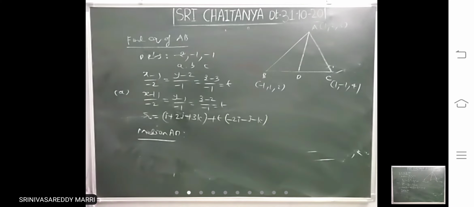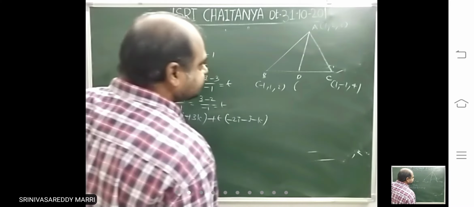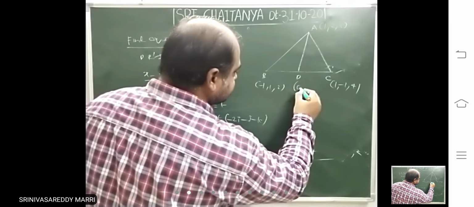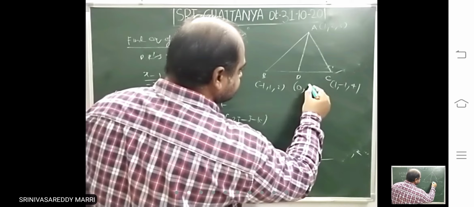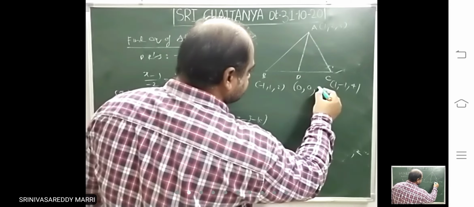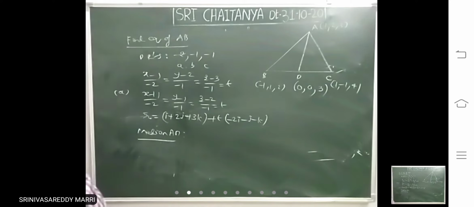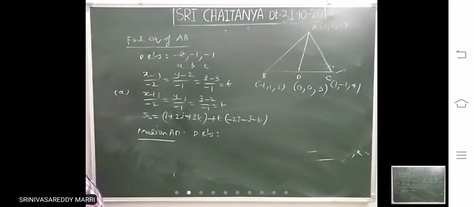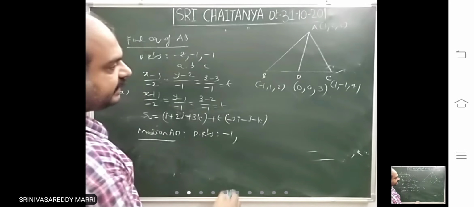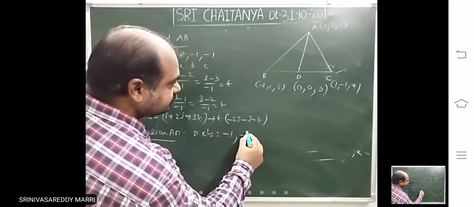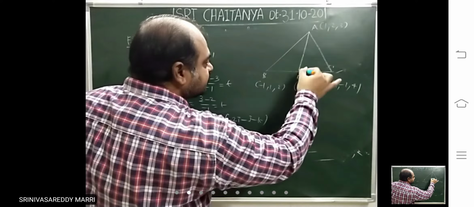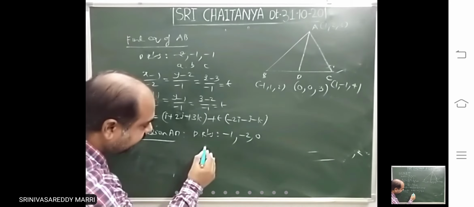Suppose you want to write the equation of median AD. First we will calculate the DRs. The midpoint is 0, 0, 3. Right, the midpoint is nothing but 0, 0, 3. And again the DRs are minus 1, 0, minus 1, 0, minus 2, 0. These are the DRs. You take any point of your choice, I am taking this point.